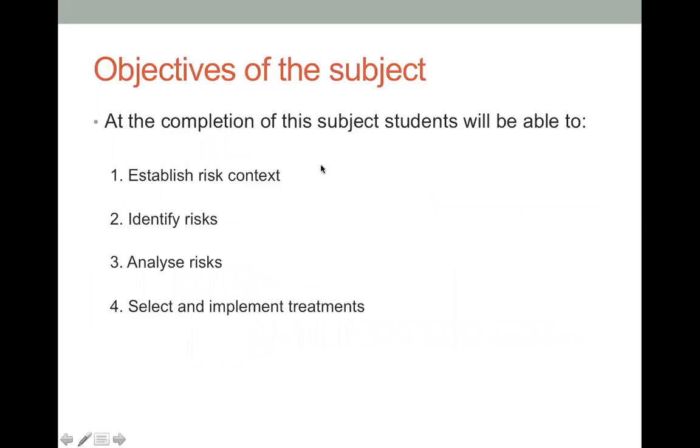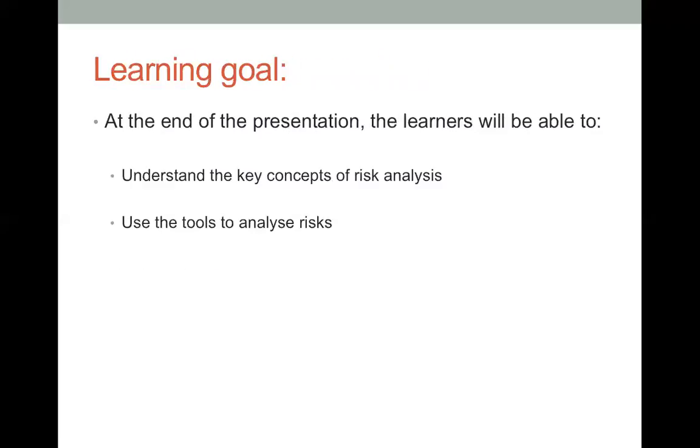Objectives of the subject include these elements here, which is basically referring to the risk management process. Okay, we need to be able to establish the risk context, identify risk, analyze risk, and select and implement treatments. The first 2 were actually captured in assessment 1. Now, assessment 2 is basically about analyzing the risks. Right, so the goal for tonight is actually as simple as understanding the key concepts of risk analysis and using the tools to analyze risks.